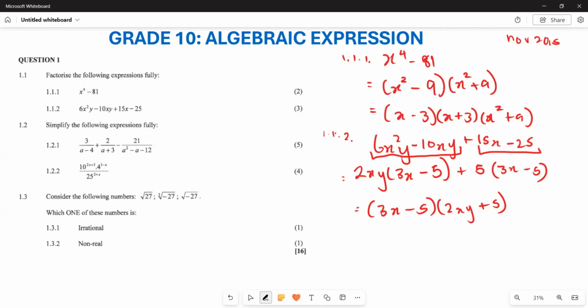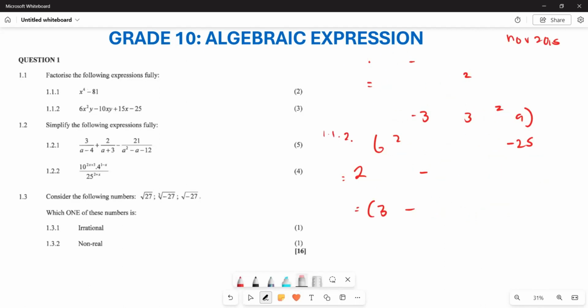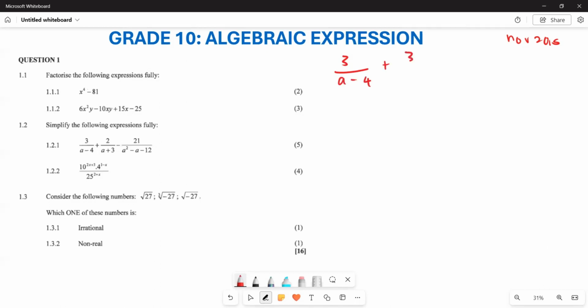Now let's move swiftly along to our 1.2.1. Let's make up our space, because this one might require more space here. When you look at your 1.2.1, let's see what it is that you are given there. Firstly, you are given 3 over 3a subtract 4, plus the other one is the same as 3 over a plus 3, all right, a plus 3.